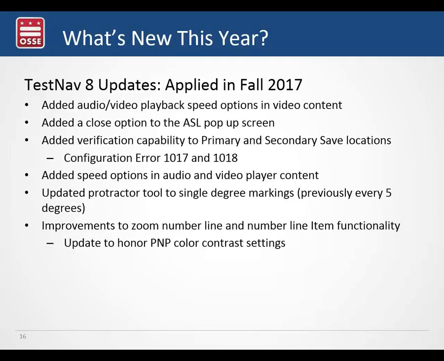We've added speed options in the audio and video player content. The updated Protractor tool now has single degree markings. It was previously 5 degree markings. And then there's been improvements to the zoom number line and the number line item functionality, the update is to honor those PNP color contrast settings.